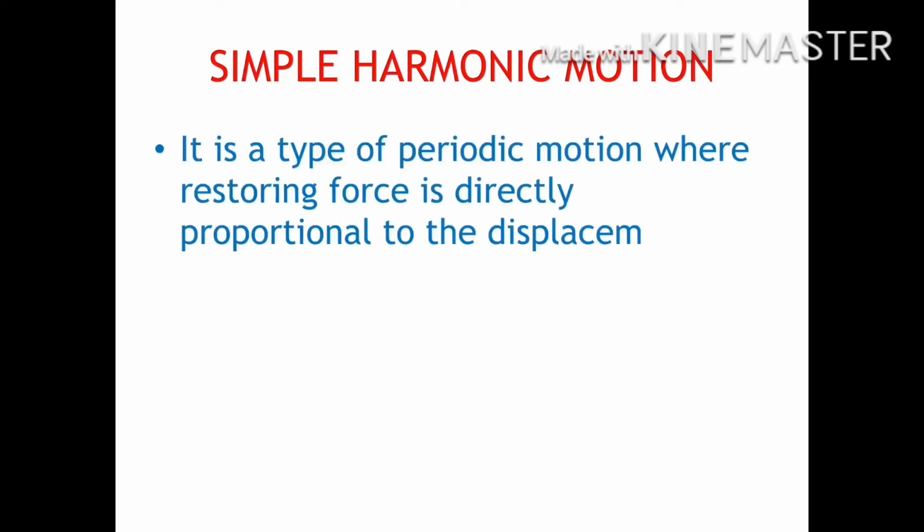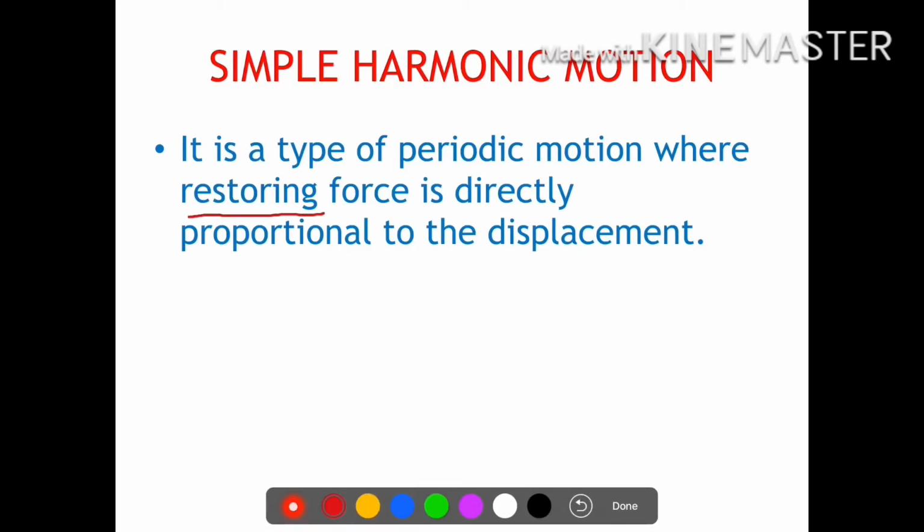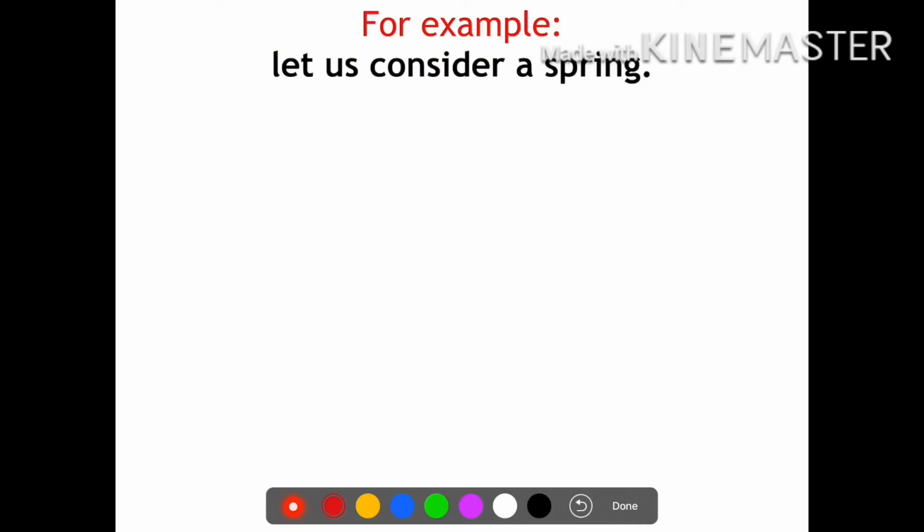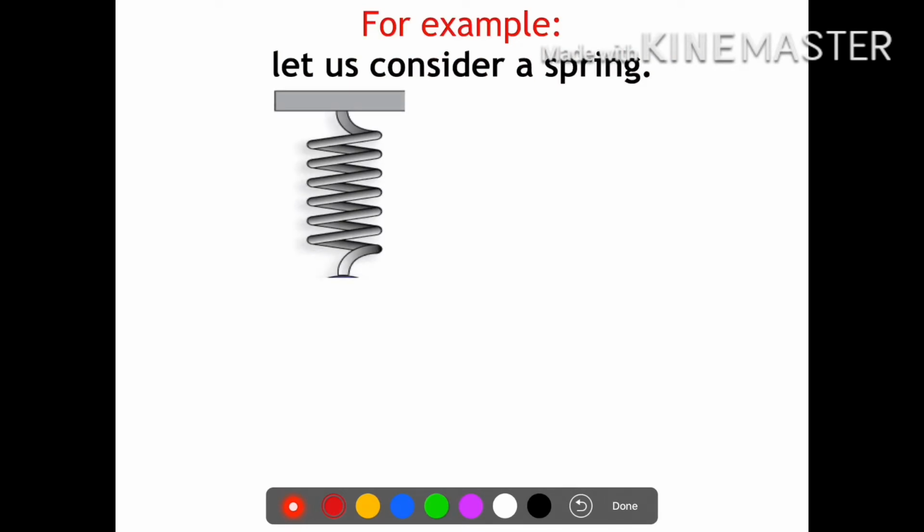Students, in physics you all know about simple harmonic motion. Simple harmonic motion is a type of periodic motion where the restoring force is directly proportional to the displacement. Restoring force is directly proportional to the displacement. That we know in simple harmonic motion. For example, let us consider a spring.